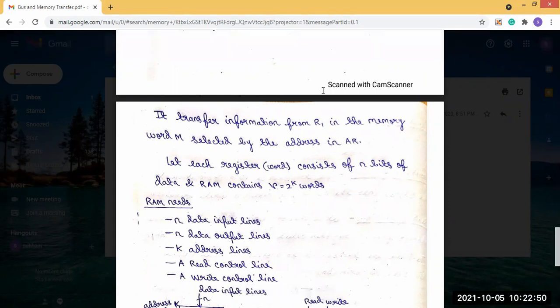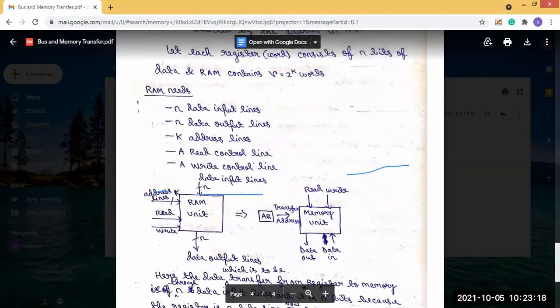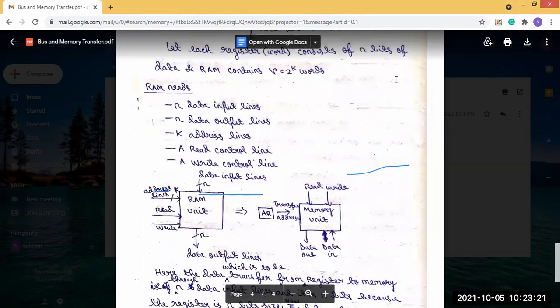Now, let each register consist of n bits of data, and the RAM contents be equal to 2 to the power k words. That means now we will see the internal circuit. Like the previous bus transfer, where we have seen the internal circuit, the same is present for memory transfer too. Now, what is the internal circuit? The internal circuit looks like this. This is our total internal circuit. This is the memory unit, that is the RAM unit.